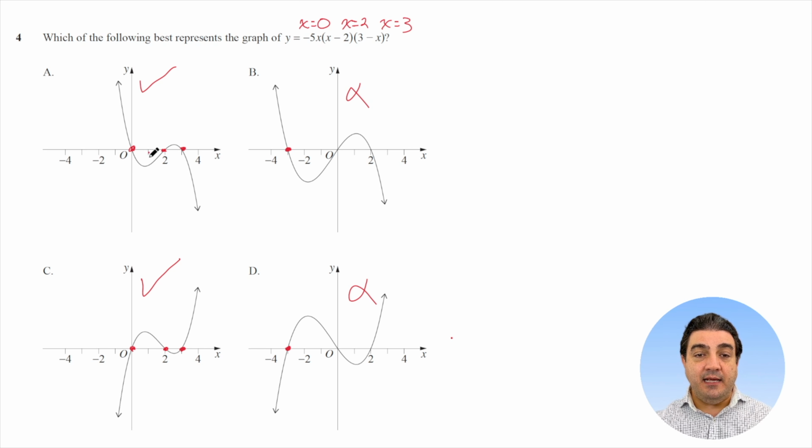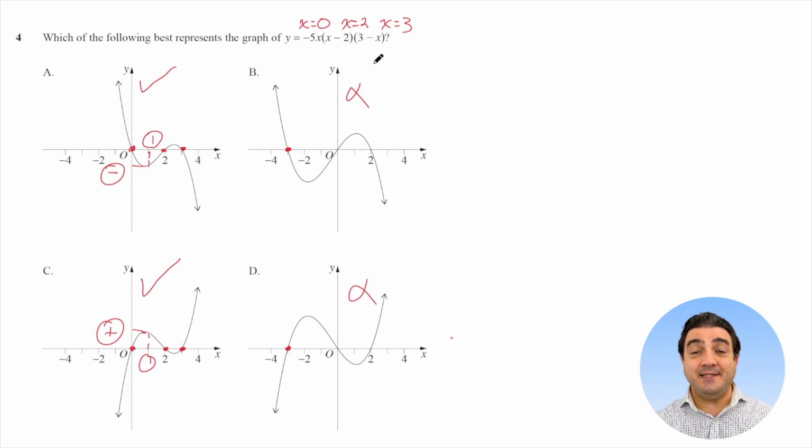So in A, when x is equal to 1, the function is negative. While in C, when x is equal to 1, the function is positive. So let's check with our function.